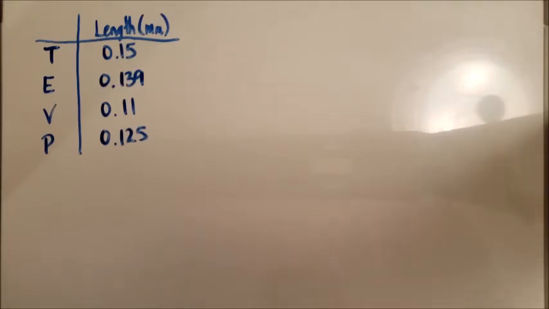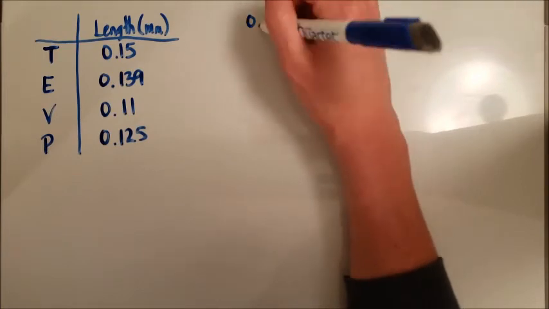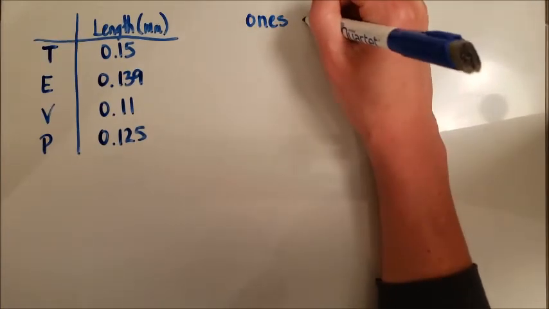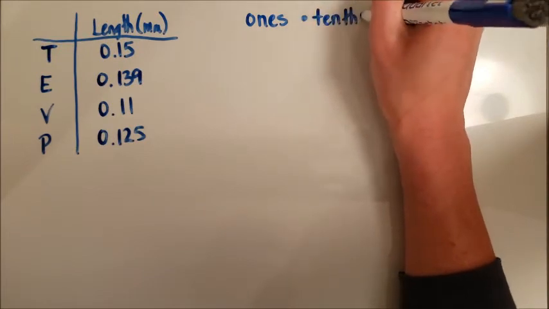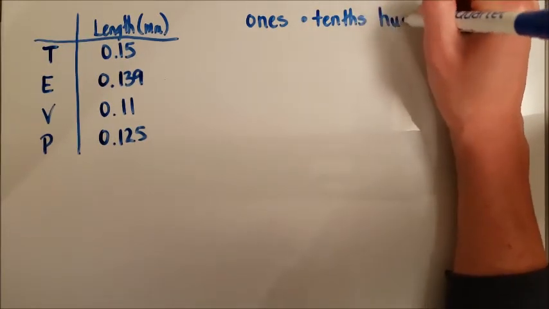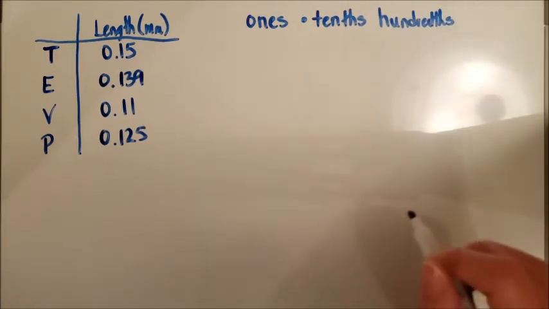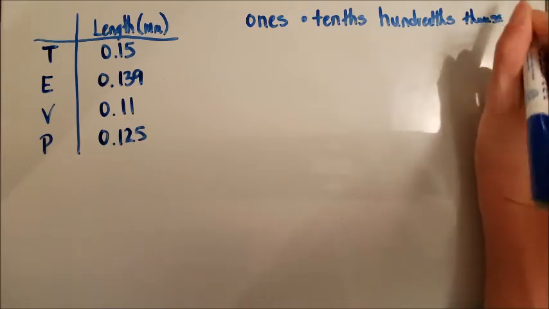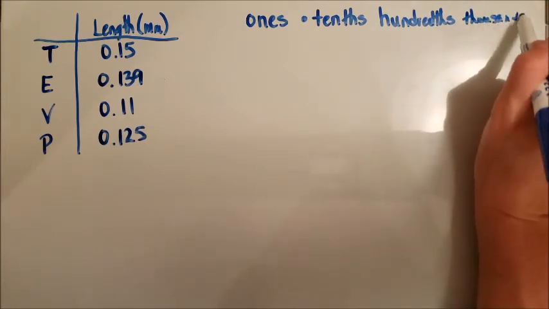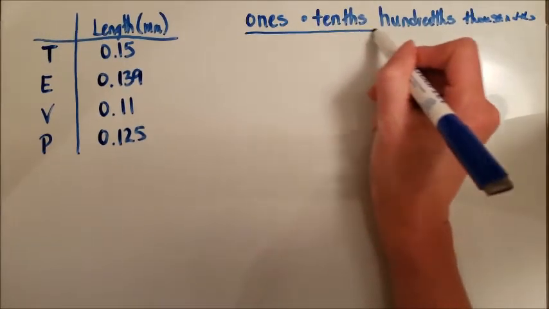The first version is a place value chart. So we've talked about place value. We have our ones, then we have our decimal. Then there are tenths, hundredths, and thousandths. Oh good, I thought I was going to run out of room there.